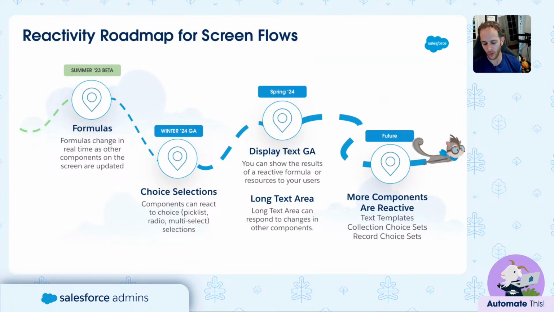So I call this the Holy Grail use case, being able to select an account and then generating a list of contacts in the form of like a radio button. That's been long requested, and I'm happy to say that we are working on it. And that's going to just totally blow open the doors of what screen flows can do. Really excited about that.